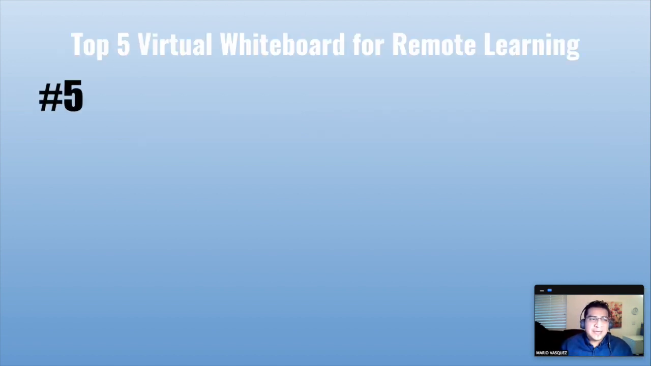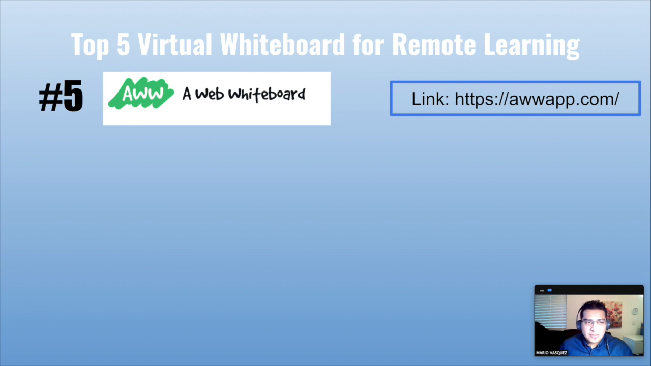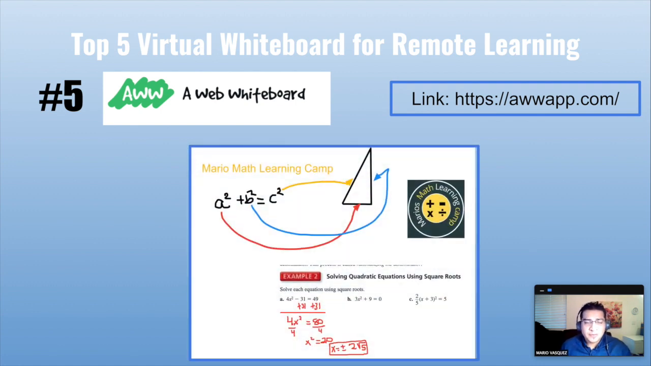Number 5 comes up to be AWW App. It's a free whiteboard that you can use. Here's an example of something that I created using the whiteboard: a squared plus b squared equals c squared. And notice right here that the a points to the side right there, b points to that side, and c points to that one. So I did all that using just the tools from AWW App.